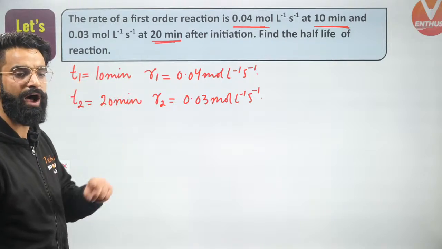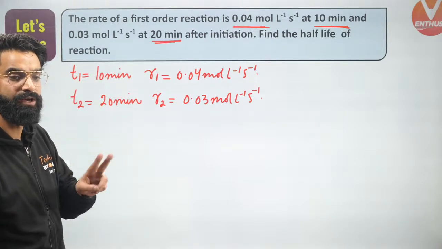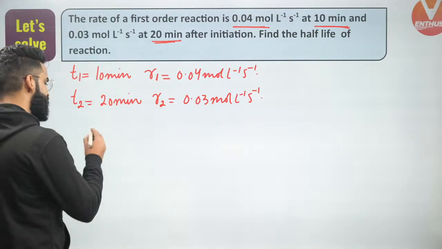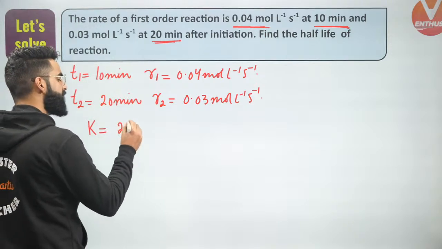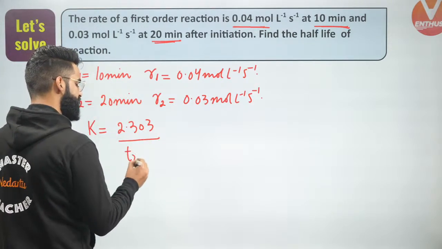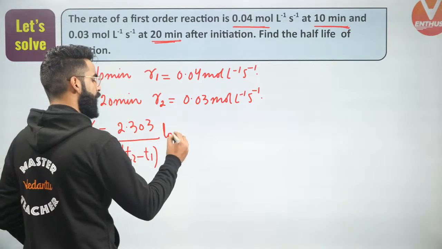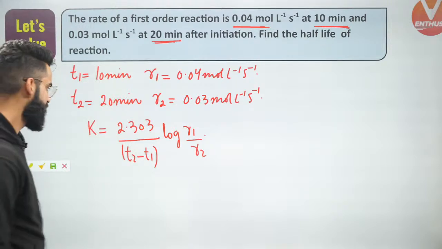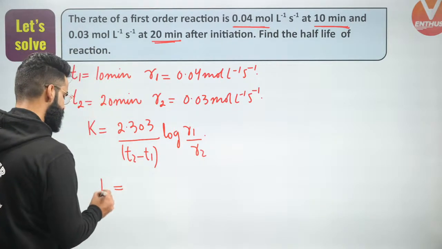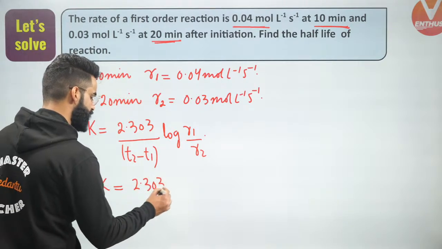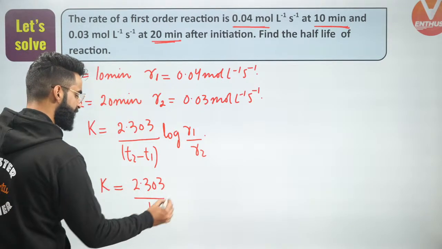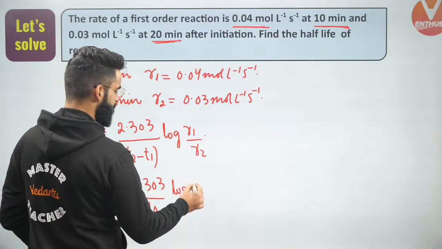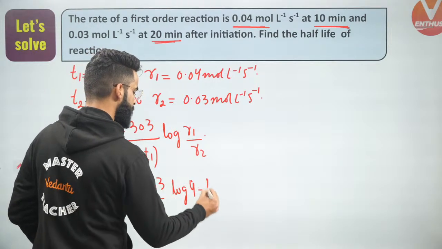And a few minutes back, I told you how to calculate a rate constant when two different rates are given at two different times. So what I'll be doing right here, I can simply say K is equal to 2.303 divided by T2 minus T1 multiplied by log of R1 divided by R2. Yes, this is the expression which I'll be using. People, I've got everything which I need in this expression. K is equal to 2.303 divided by T2 minus T1, which is simply 10, times log of R1 divided by R2. R1 is 0.04, R2 is 0.03. It's simply going to be 4 by 3. 4 by 3 means log of 4 minus log of 3.